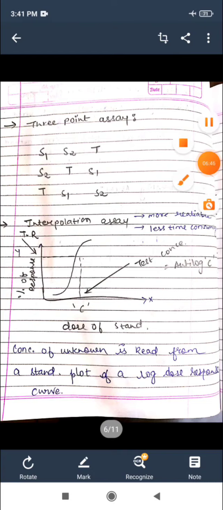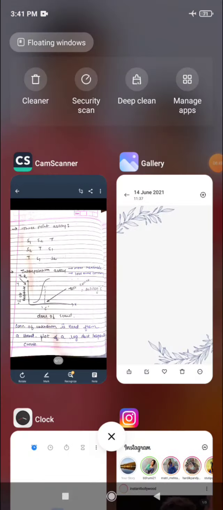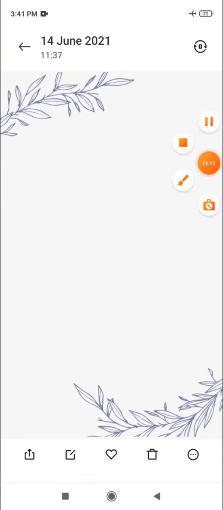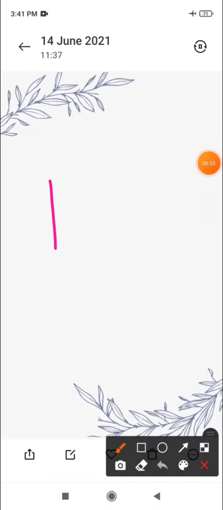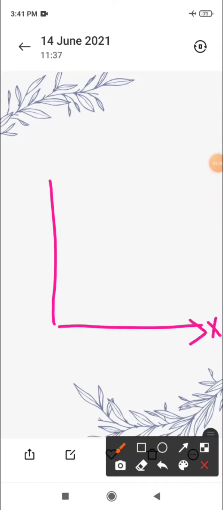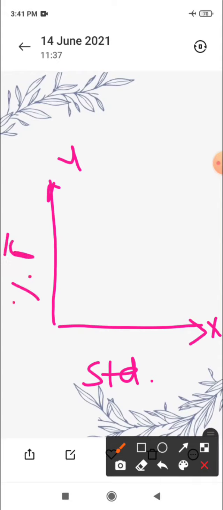So if we plot the graph, this is the x axis, this is the y axis, and here this is the standard drug concentration, and here the percentage of test drug concentration. So first we get the standard drug response, the sigmoid shape.